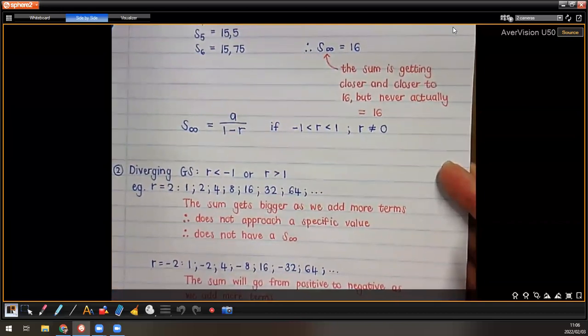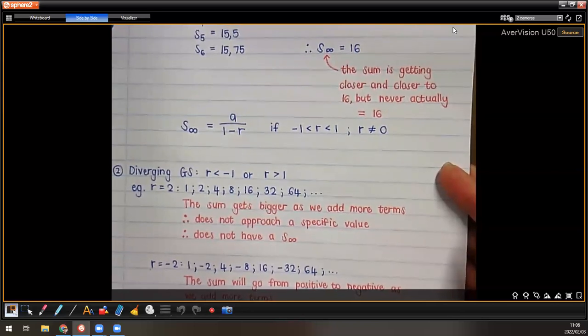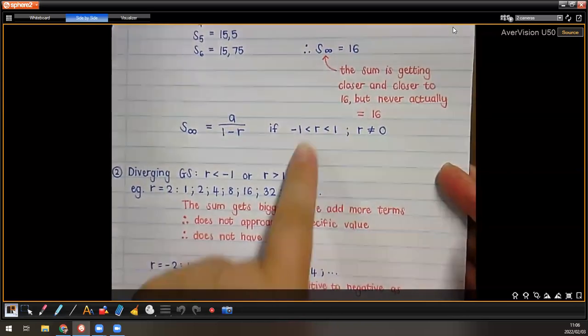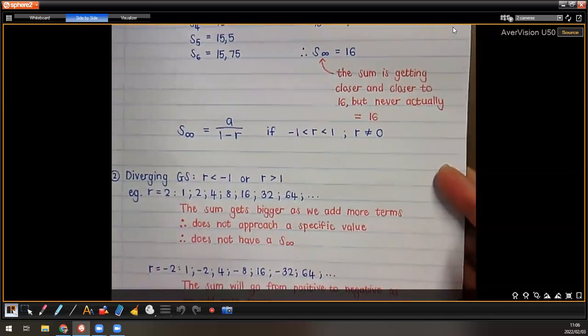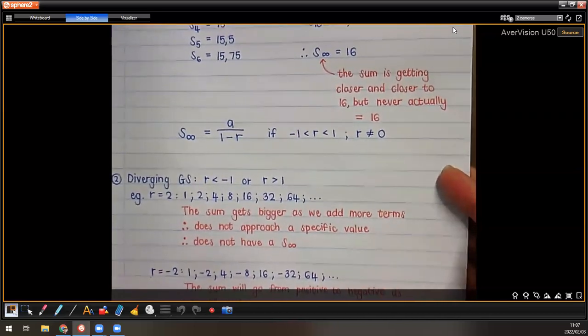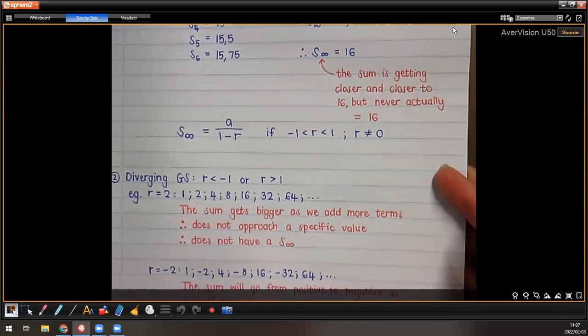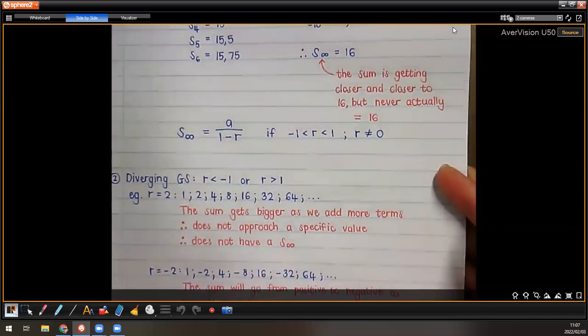So when you see your series and you identify the ratio, if you see that the ratio is not between -1 and 1, then you literally have to write: sum to infinity does not exist. Okay, that will be your answer. And they might ask you that to try and trick you.